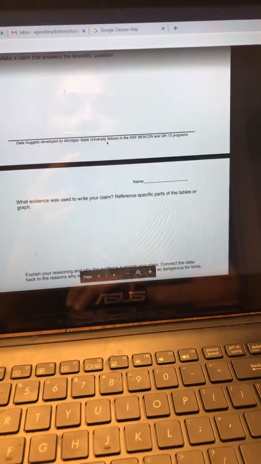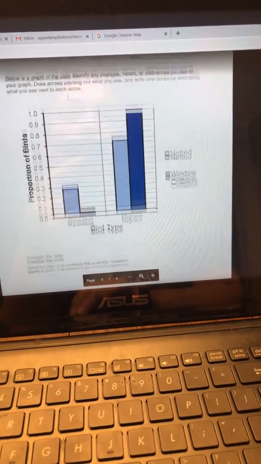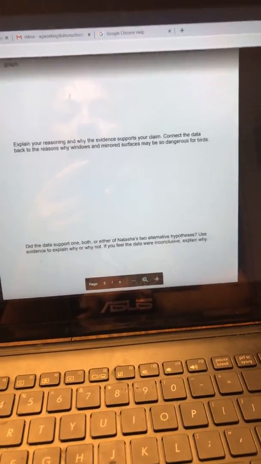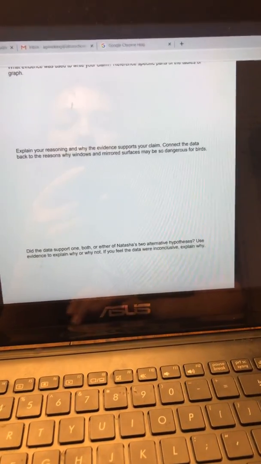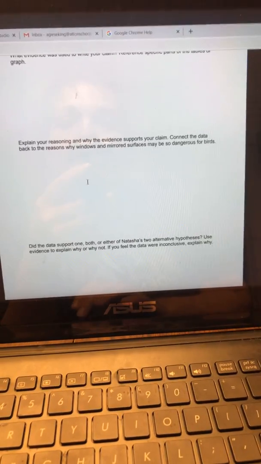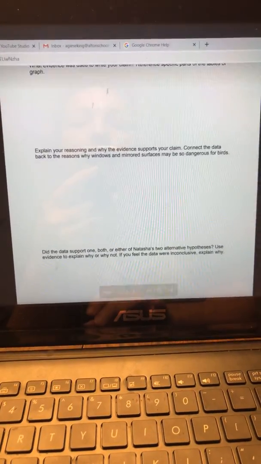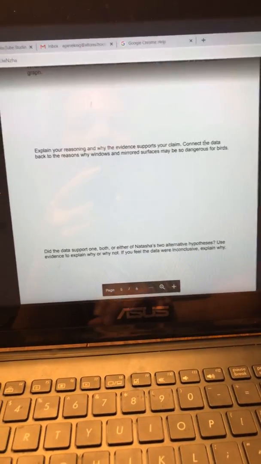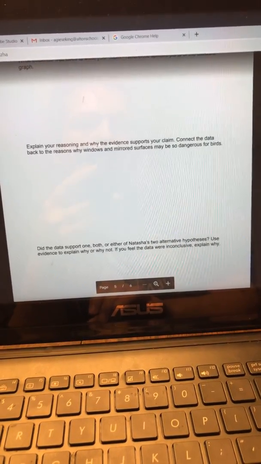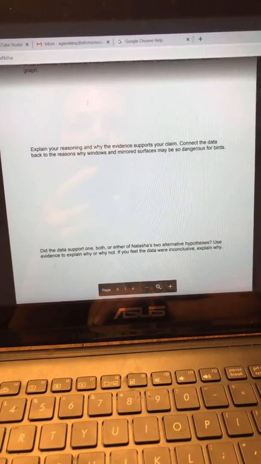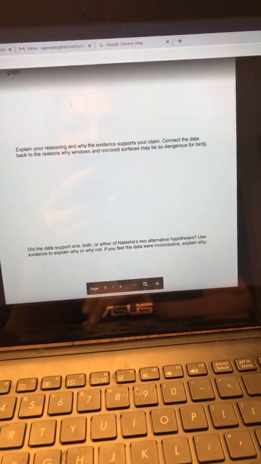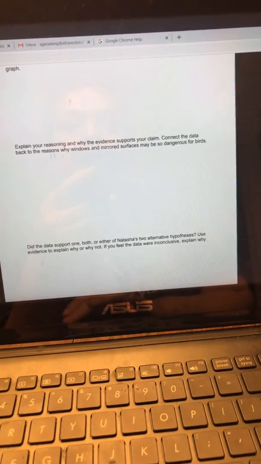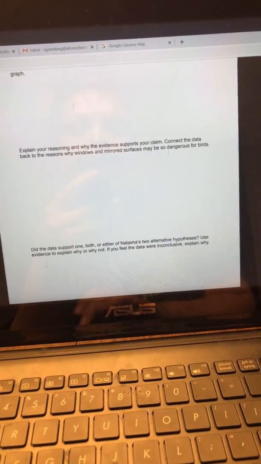Okay, what evidence was used to write your claim? So did you use the table or the graph? And now explain your reasoning and why the evidence supports your claim. So what about the table or the graph helped you come to your claim? Say yes or no. Connect the data back to the reason why windows and mirrored surfaces may be dangerous for birds. This is in the reading, so you need to read because I'll be looking for something about this.